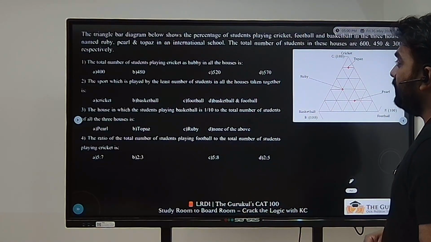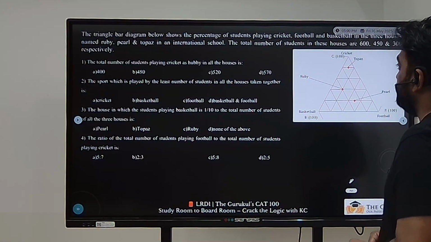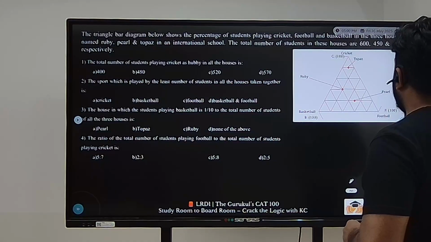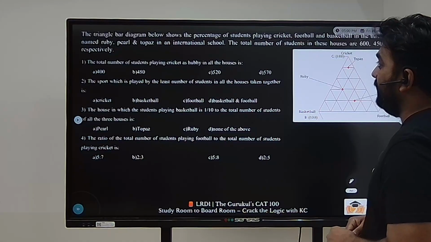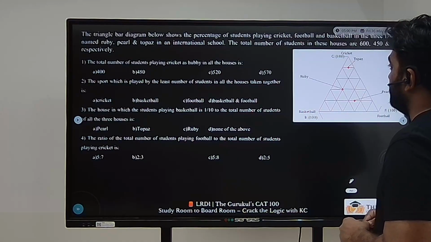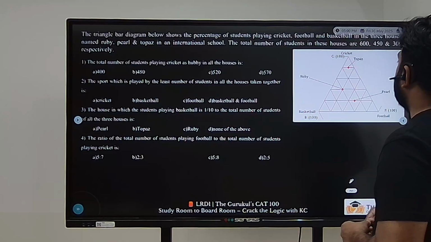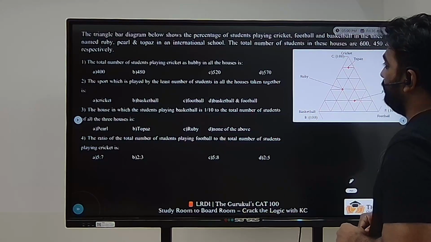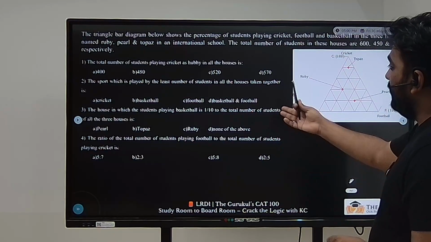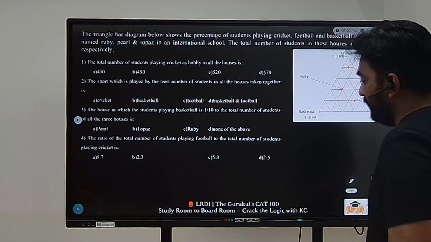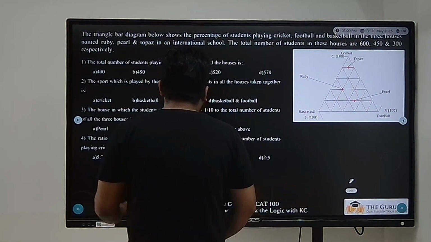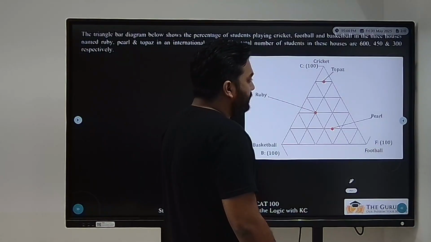The triangle bar diagram below shows the percentage of students playing cricket, football and basketball in the three houses named Ruby, Pearl and Topaz in an international school. The total number of students in these houses are 600, 450 and 300 respectively. And there are 4 questions and there is a triangle graph. So first of all, let's see how to read the graph and then we'll understand what to do further.